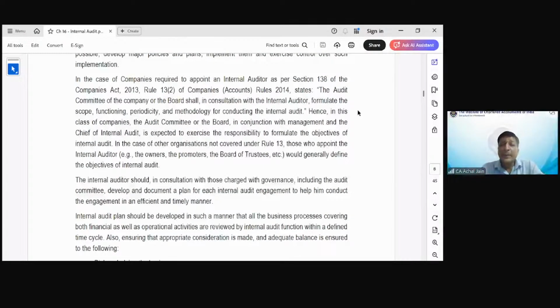Now, in case of companies which are required to appoint an internal auditor, the audit committee of the company, if let's suppose audit committee is applicable, or the board shall, in consultation with the internal auditor, formulate the scope, functioning, periodicity, and methodology for conducting the internal audit.